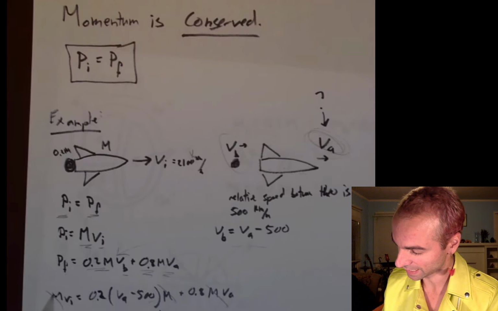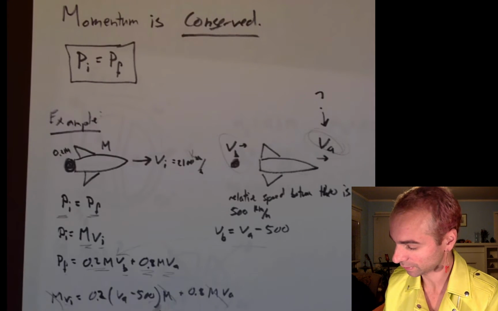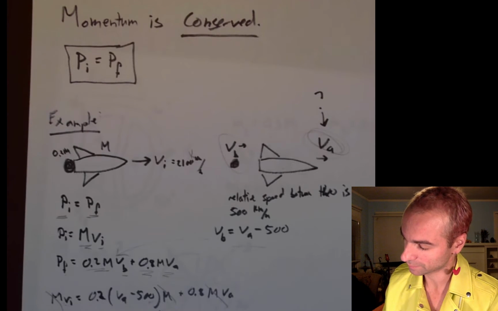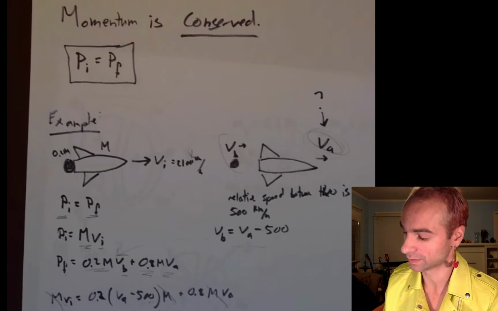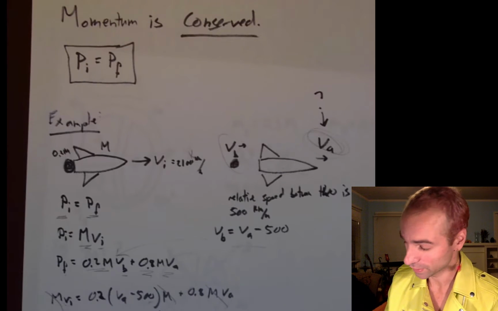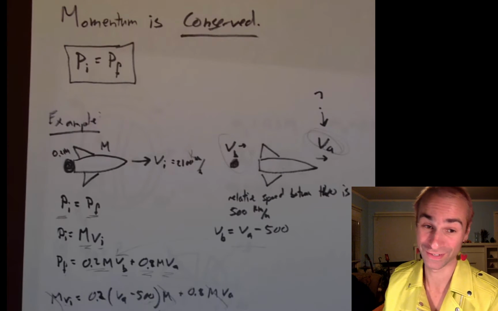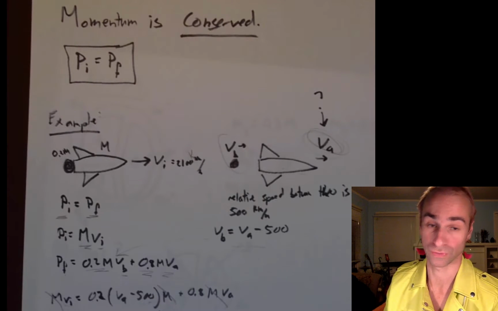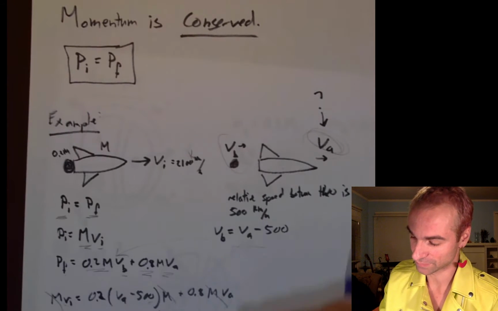Okay. So it's going to end up being, we can add that to the other side: 2,100 plus 500 times 0.2, which just becomes 100. So it's 2,100 plus 100, and we get 2,200 kilometers per hour. And that gives us the velocity.